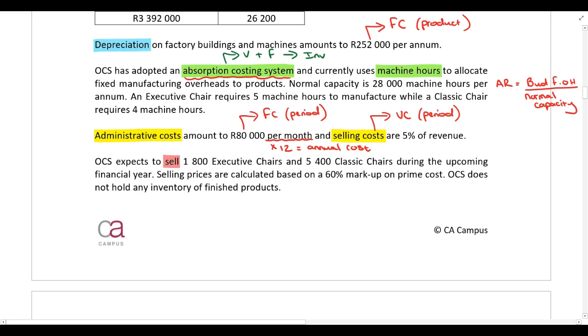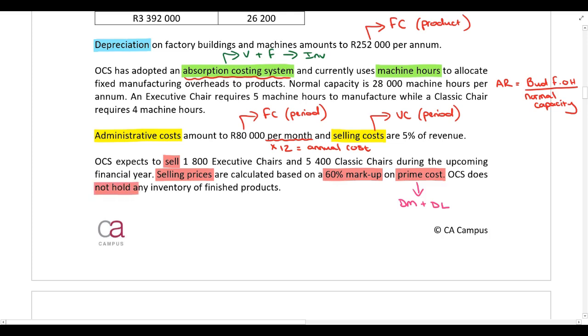OCS expects to sell 1,800 executive chairs and 5,400 classic chairs during the upcoming financial year. Selling prices are calculated based on a 60% markup on prime cost. All right, so we obviously need to know what prime cost is, otherwise we won't be able to calculate the selling prices. So guys, remember your prime cost is the direct material cost plus direct labor. So they take that prime cost, they add a markup of 60% in order to get their selling prices.